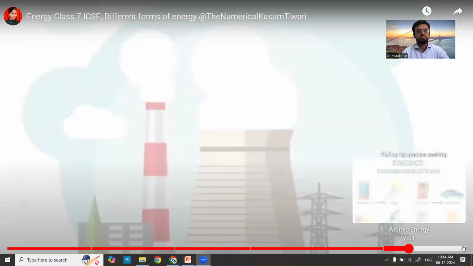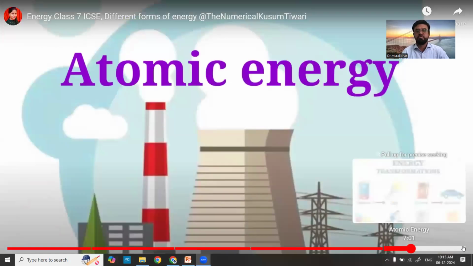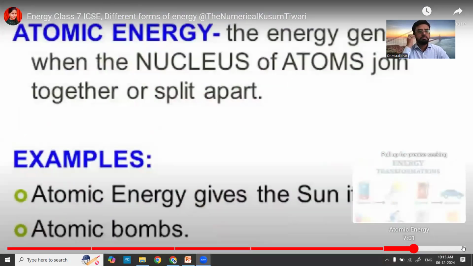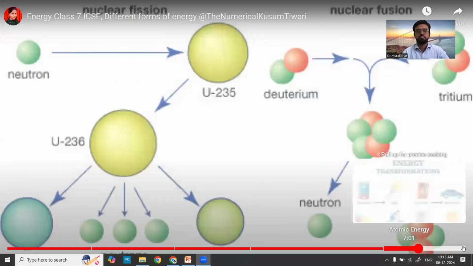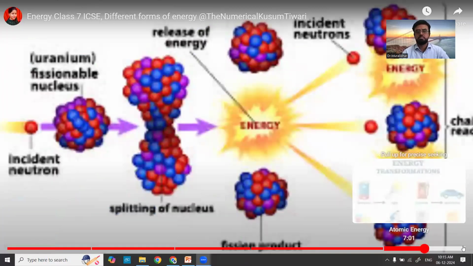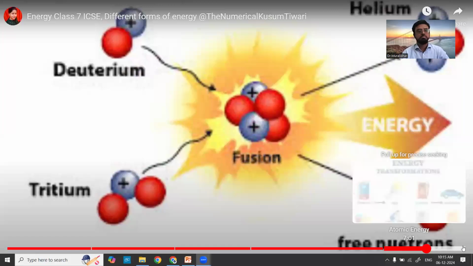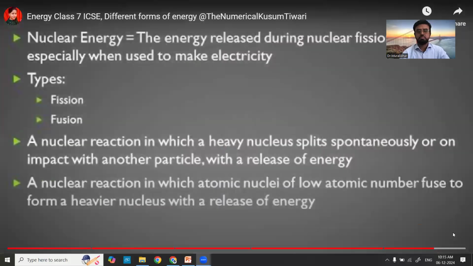Atomic energy or nuclear energy. The energy stored in atoms is called atomic energy. Atomic energy is the energy released due to loss in mass when either a heavy nucleus splits into two light nuclei, or two light nuclei combine to form one nucleus under certain conditions. This is why atomic energy is also called nuclear energy.